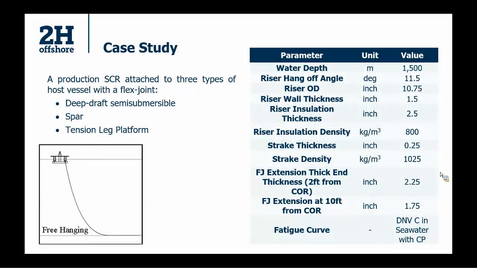Next, we can implement the different modeling methods to a case study to see how much difference we can expect to see in the real world. In this case study, we pick a production SCR attached to 3 different types of host vessel with a flex joint as top connection. The 3 different host vessels are deep draft semi, SPAR, and TLP. These are all widely used host vessels for catenary risers. The key riser parameters are given in the table on the right-hand side. These are all typical production SCR design parameters.